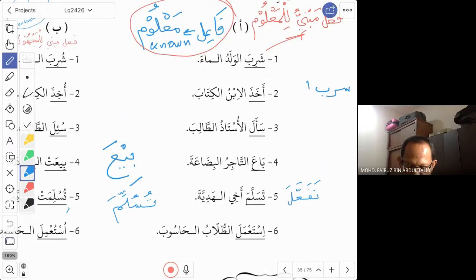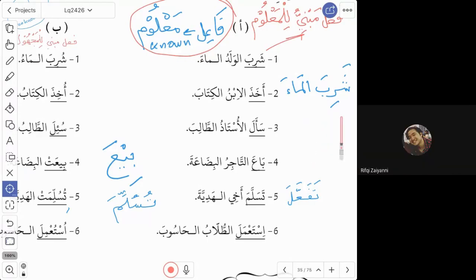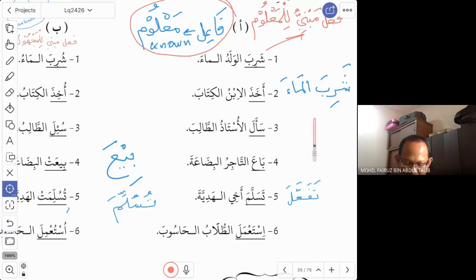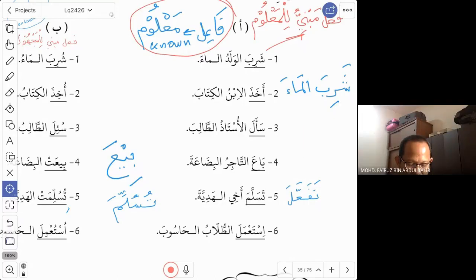Shariba Muhammad, shariba al-ma. Is there any fa'il? When we say shariba al-ma, where is the fa'il? Or is there any fa'il? Huwa. Ada. Here we don't say tak ada. There is a fa'il. Somebody mentioned just now, huwa. Good. Why? Because this fi'il is built for mabni lil ma'lum. Shariba. This is the normal fi'il. So it must be built for mabni lil ma'lum.